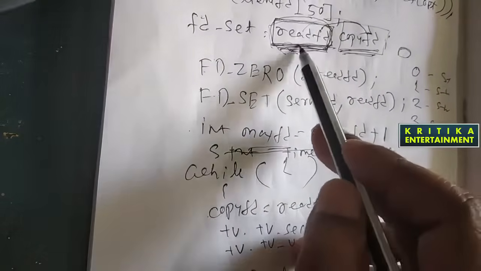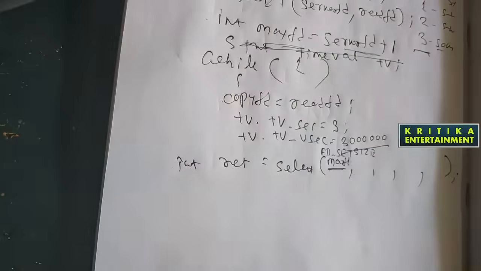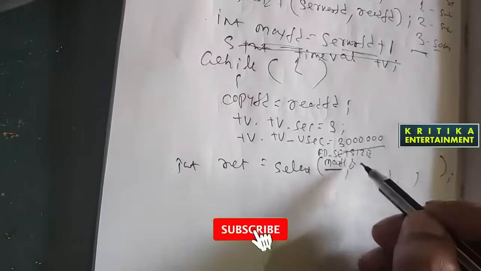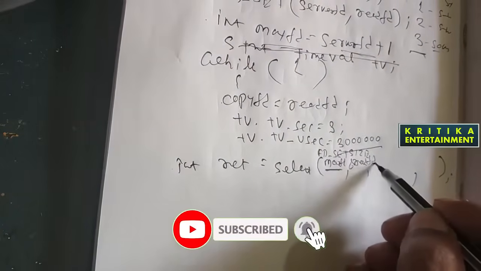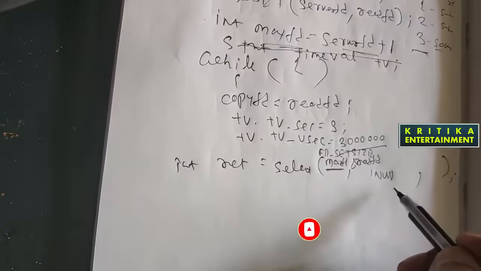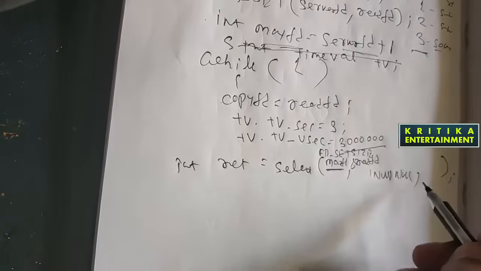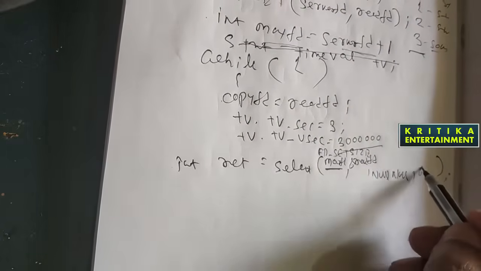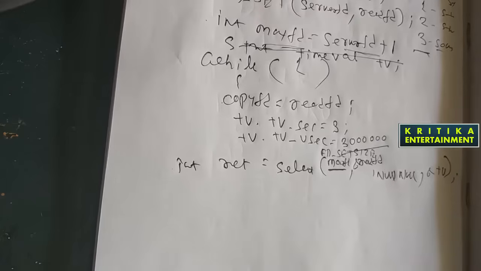This read FD variable will pass here. Okay, ampersand will pass the read FD. Third is the null, we don't want to use the write FD. We don't want the exception FD. Here we pass ampersand TV time, which manages how much time it will wait.